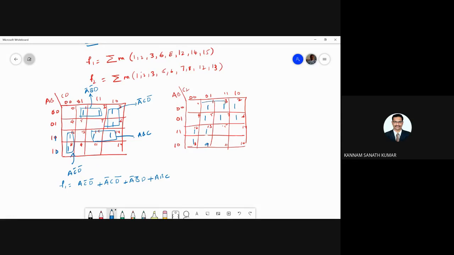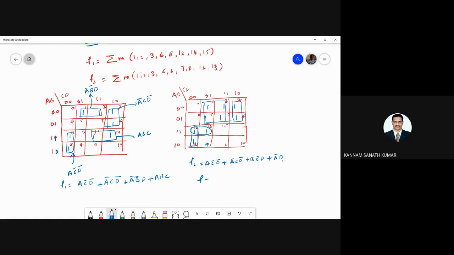Okay, so this makes one quad, this makes one quad, and this makes one pair, and this makes one pair. Again this makes one pair. So for F2, directly I am writing A C bar D bar plus A bar C D bar, and B C bar D plus A bar D. So for the quad you will get A bar D.